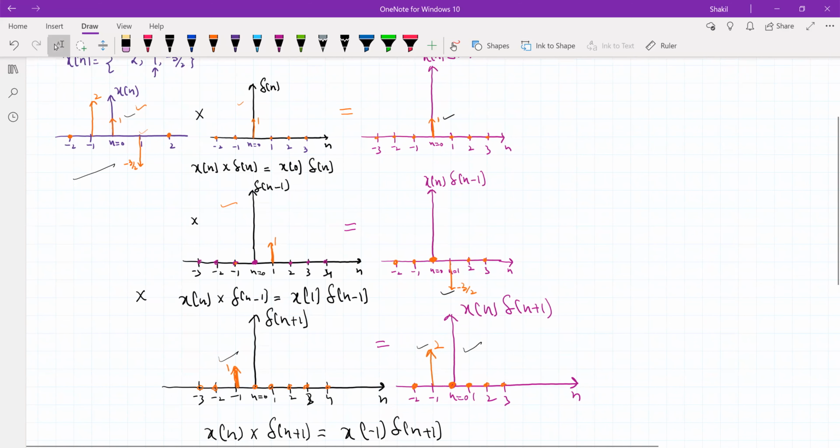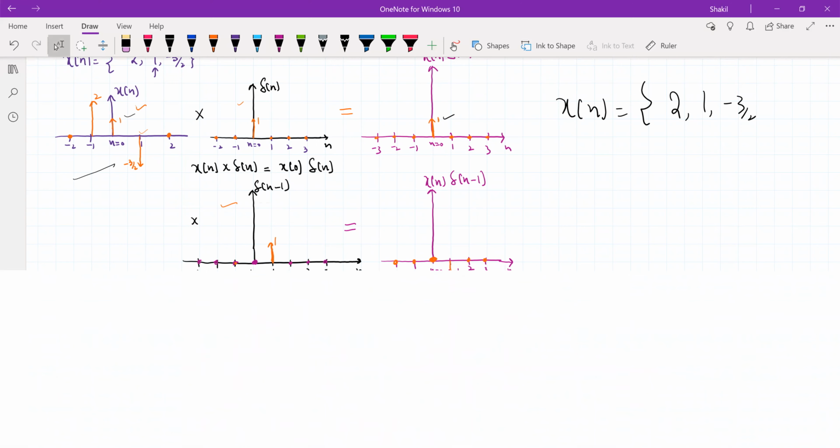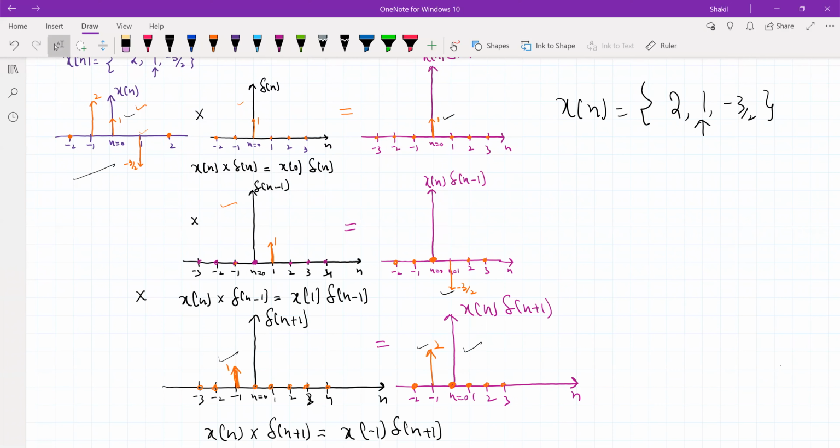Now, what do I have? I have x of n. Let me write it. You can use the graphical illustration or you can use simply the functional form. So x of n is simply 2, 1 and -3 by 2. So this is our sequence. So this is my x of n. Now, when you multiply x of n with delta n, it gave you simply 1. The rest of the samples are 0.